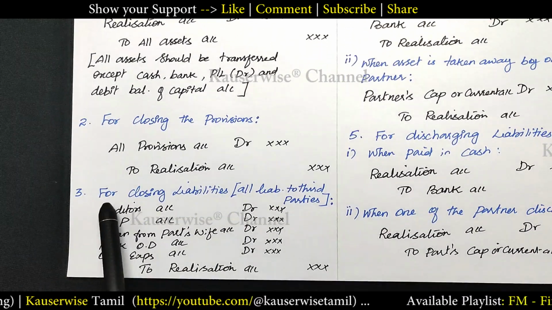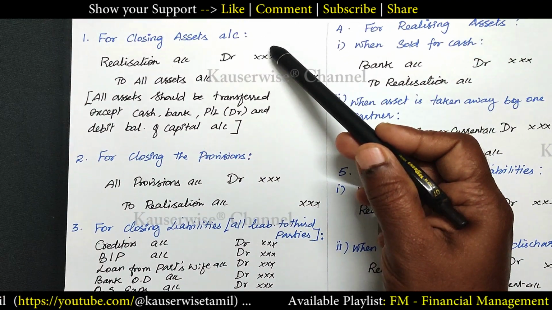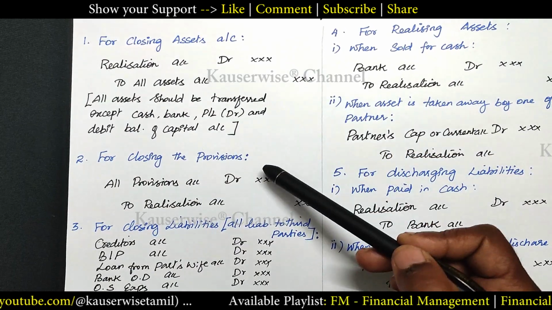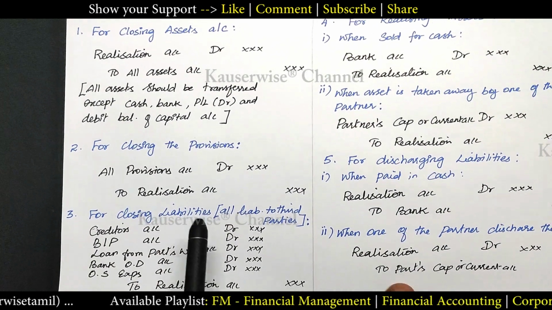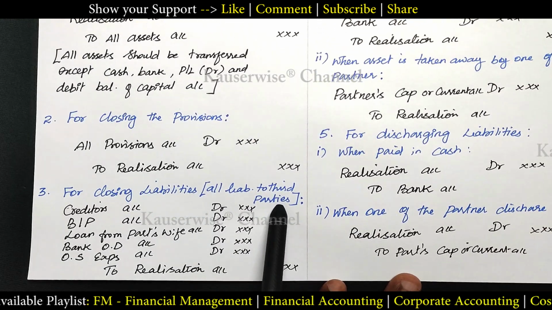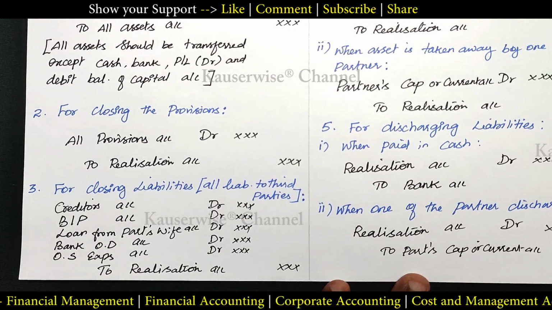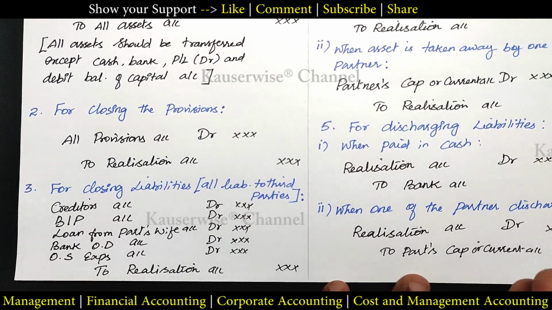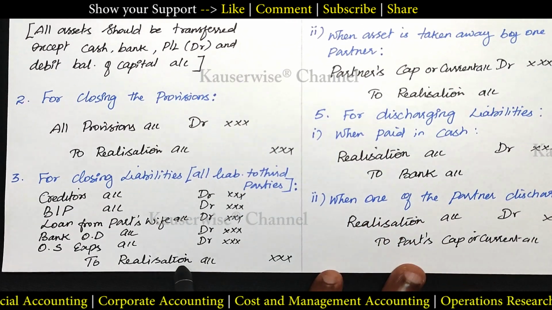And the next one, for closing liabilities. So already we have closed all the assets except a few things, and then provisions. And the next one is for closing liabilities. Liability means all third party liabilities alone, not internal liability or personal liability, only any liability due to third parties. So those items need to be transferred to realization account.